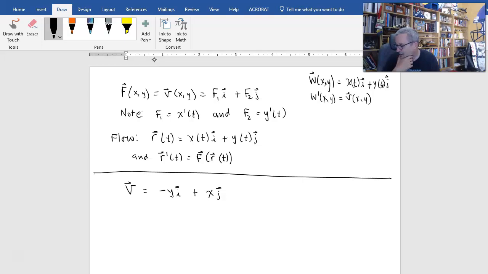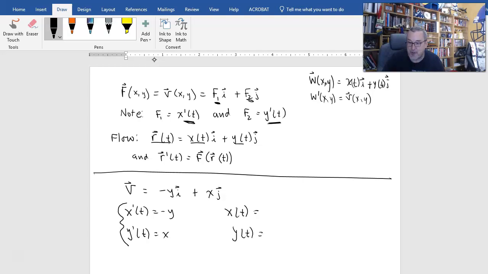So what we now know is that x prime of t is equal to negative y, and y prime of t is equal to x. Keep in mind, f1 is x prime of t, which is negative y. f2 is y prime of t, which is x. Now remember, we're looking for this flow as r of t is x of t i plus y of t j. So we need x of t and we need y of t. Now this is really the system of differential equations that they're talking about in the text or in Milos's videos.